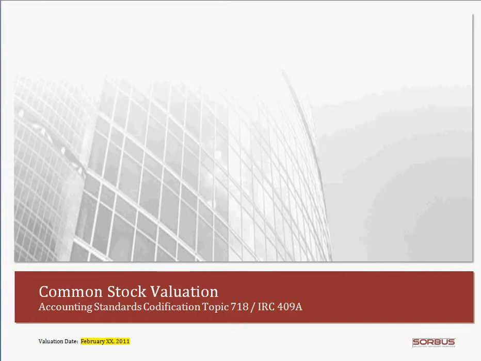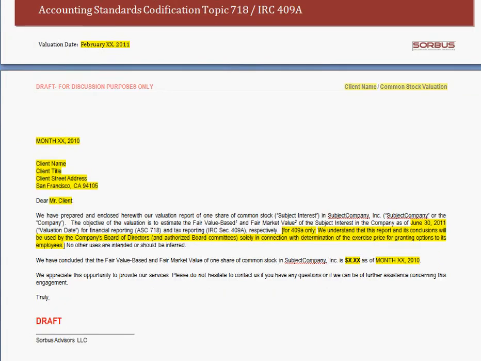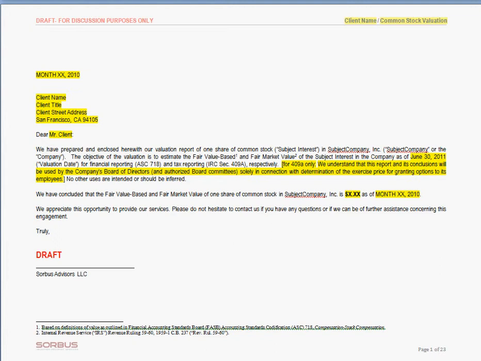everything is updated. As well as on the very first page you will see common stock valuation. It can always be a warrant valuation, or it can be only for 718 purposes and not for 409A purposes. And so the front page needs to be updated, so is the rest of the report.